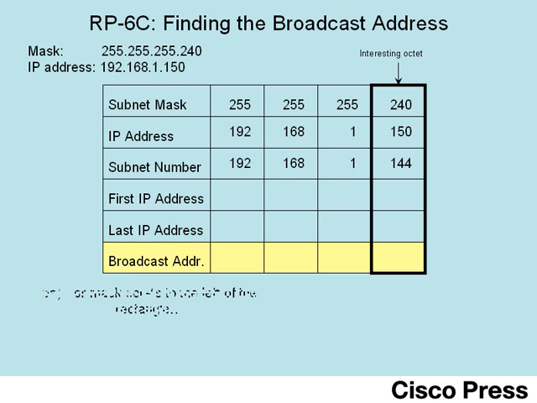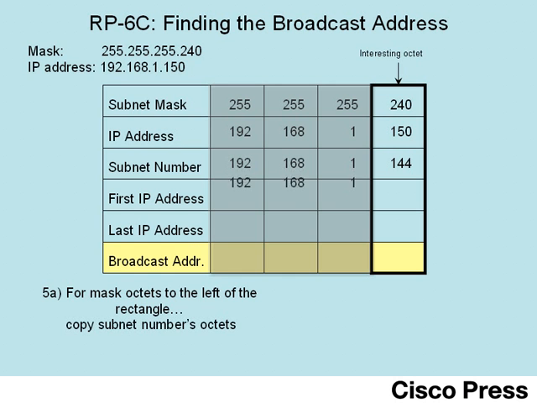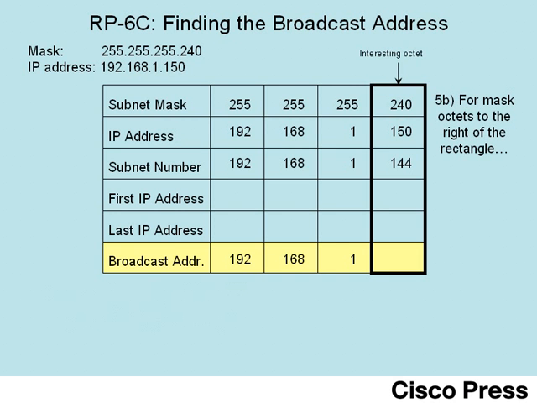Now, as you can see here, at the first step to find the broadcast address, you look for any octets to the left of the rectangle, and then copy down the subnet number's value into the broadcast address. In other words, the subnet number's value in the octets to the left is the same as the broadcast address value in the octets to the left of the interesting octet. Then at the next step, 5b, you look for any octets to the right of the rectangle, which of course there are none. The interesting octet is the 4th octet, there's no 5th octet, so you don't really need to do anything at this step. So at this point we have a broadcast address of 192.168.1.something, and now comes the tricky part.